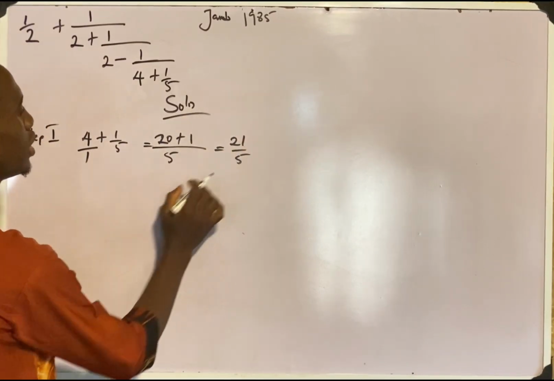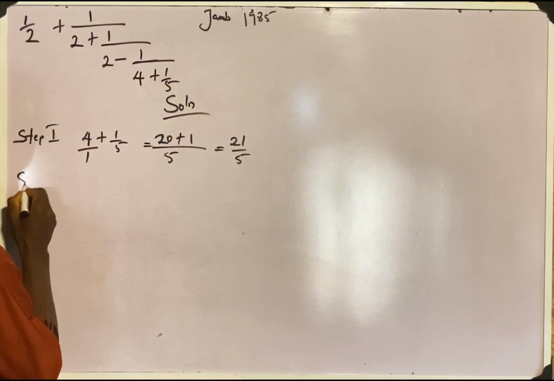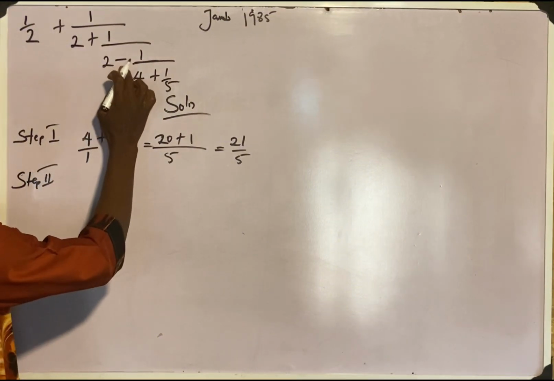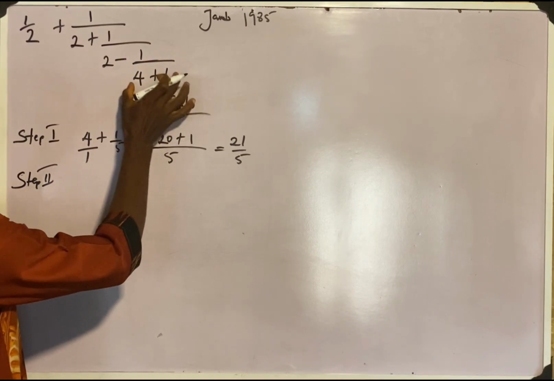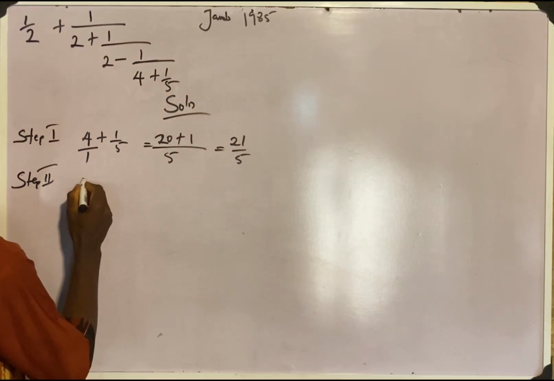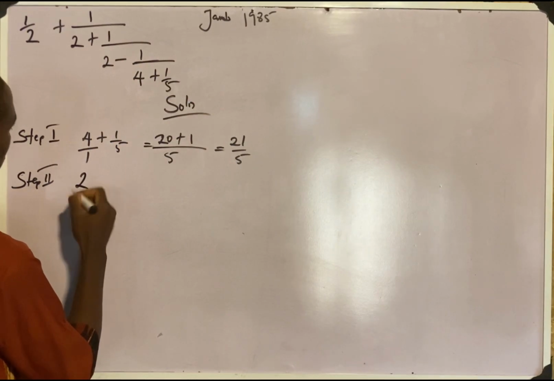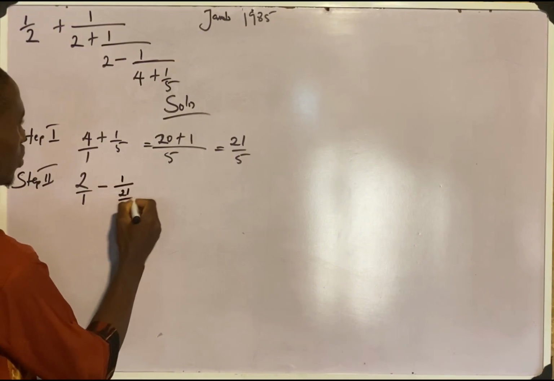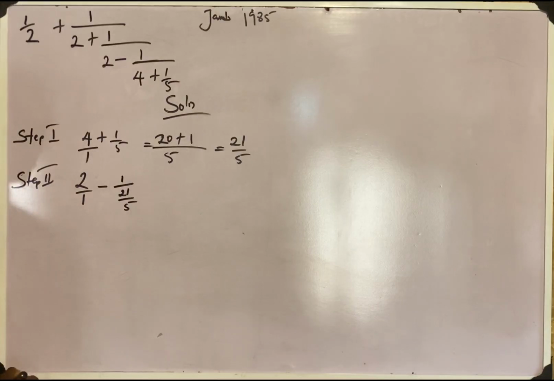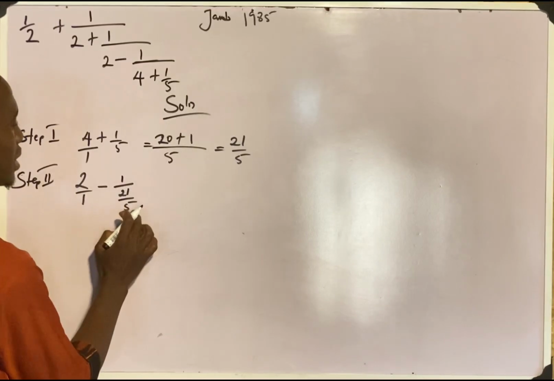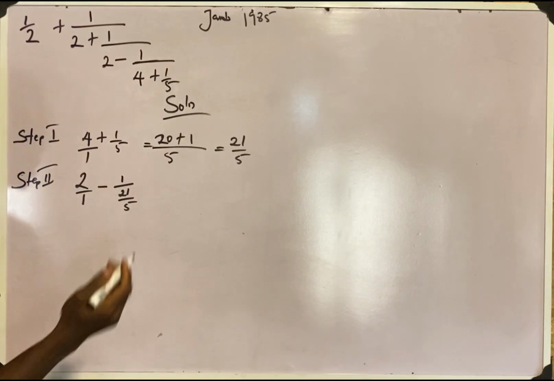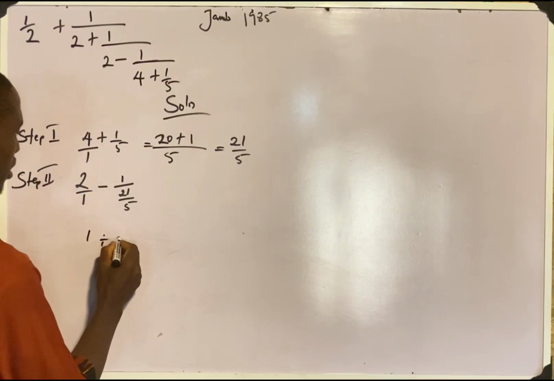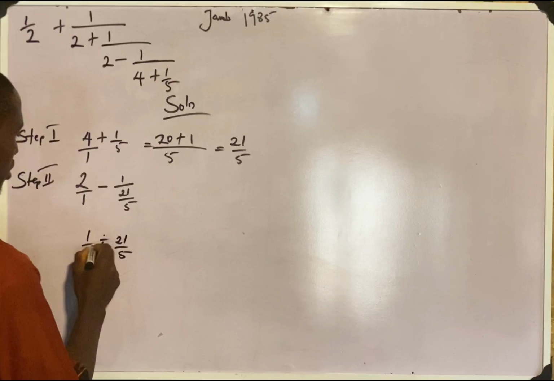Having done this, we go to the next step, which is step 2. Step 2 is 2 minus 1 all over this fraction. And remember, this is this. So that is 2 over 1, as we all know, minus 1 over 21 over 5. Right? And 1 over this is the same thing as the inverse. Let me show you. Assuming we say 1 divided by 21 over 5, this is all over 1.